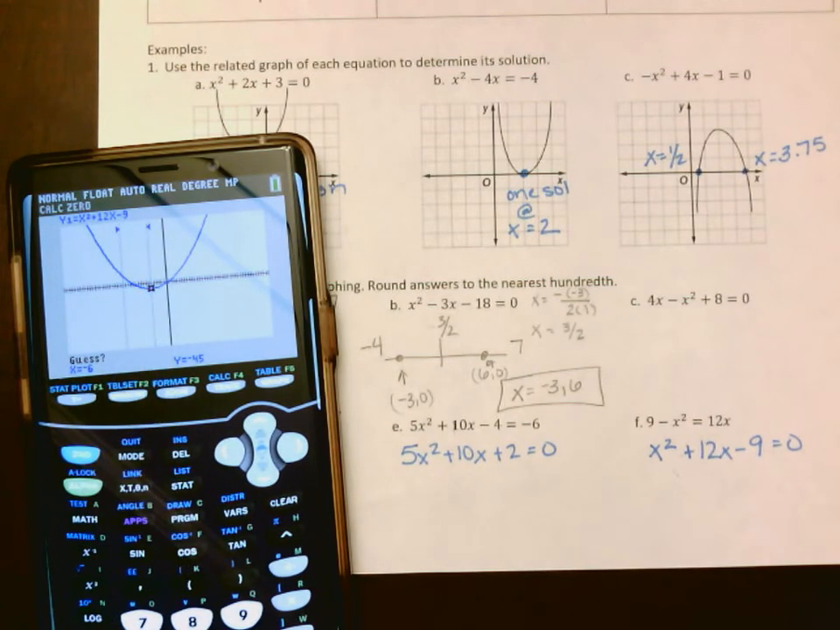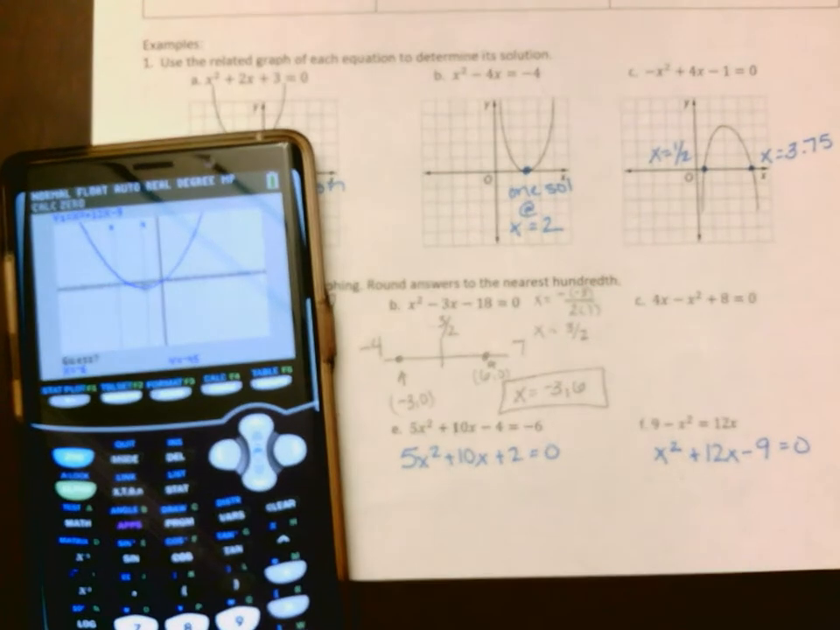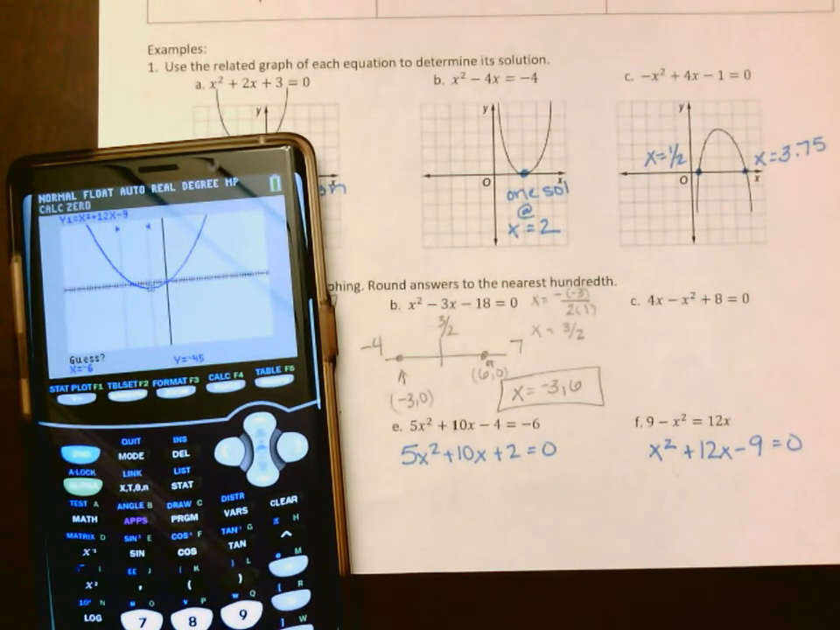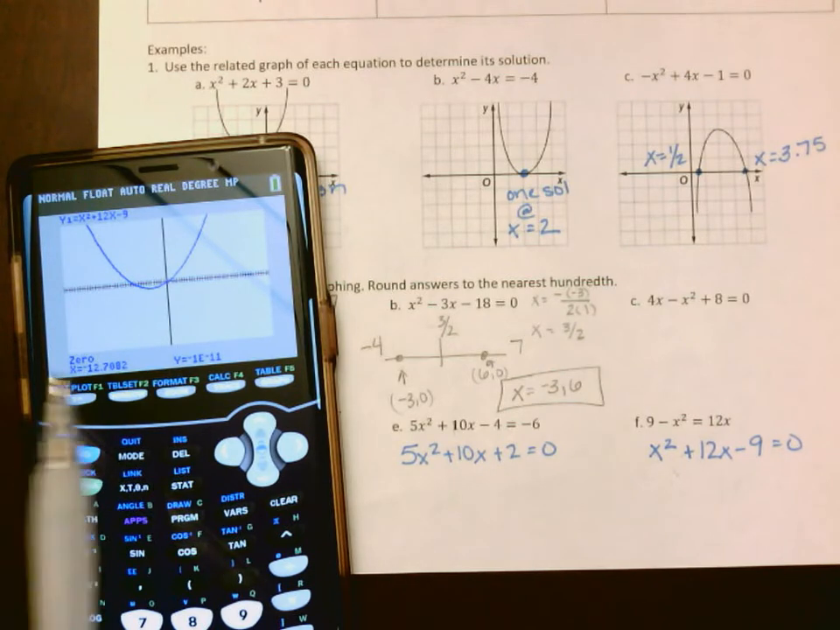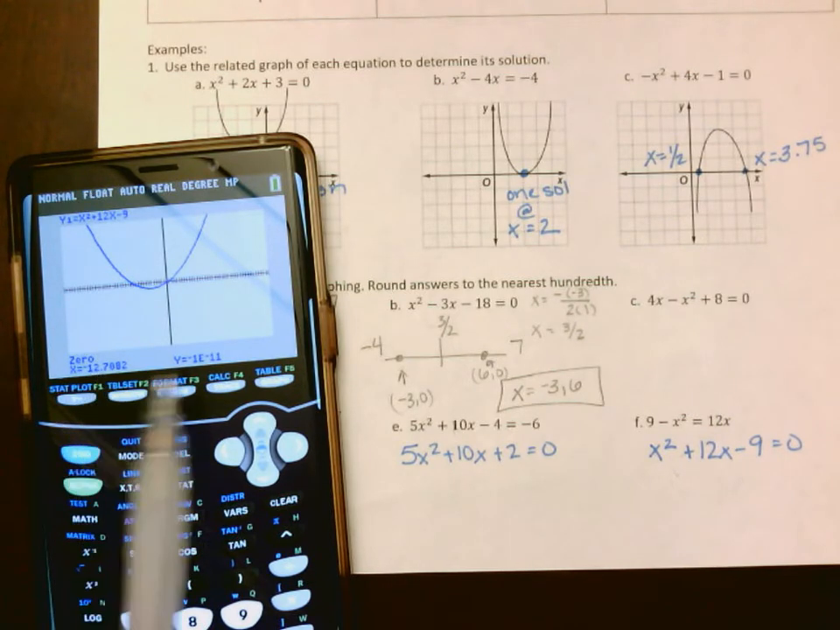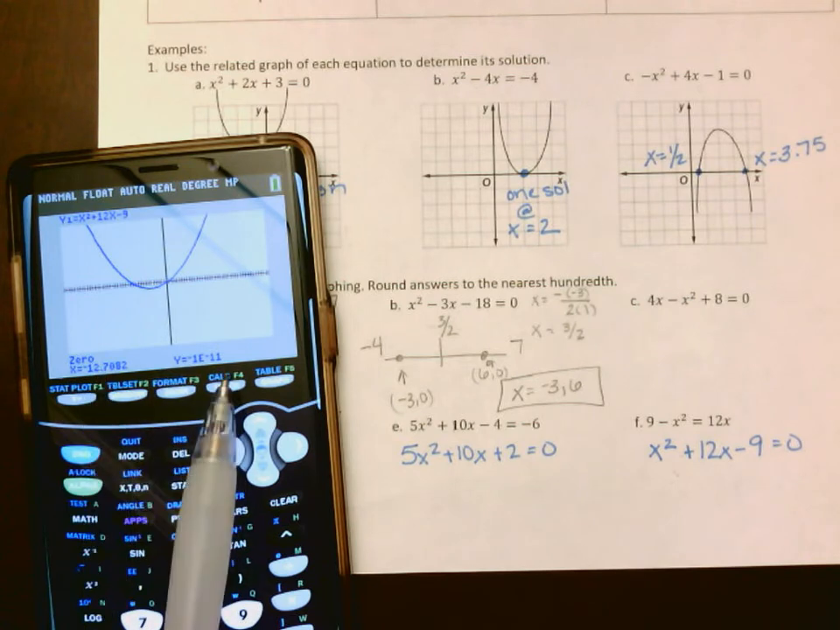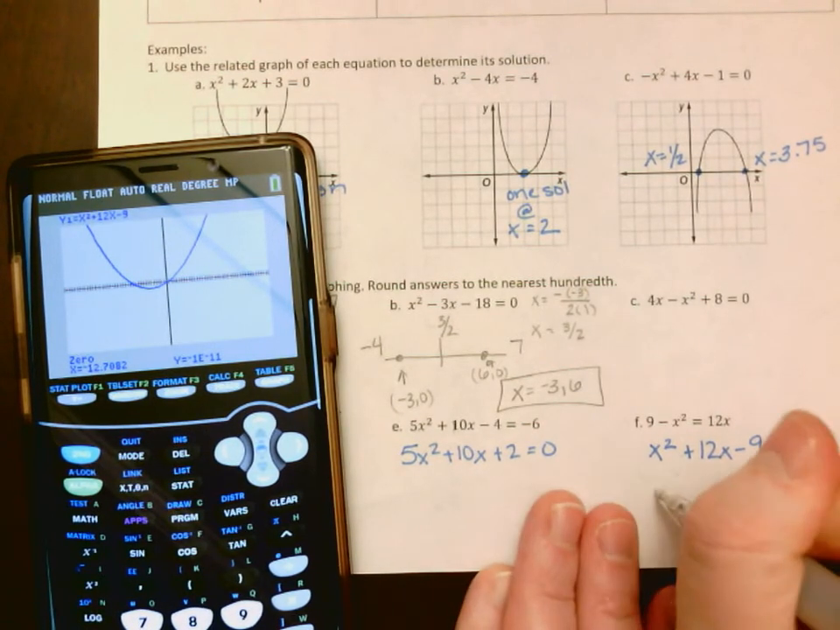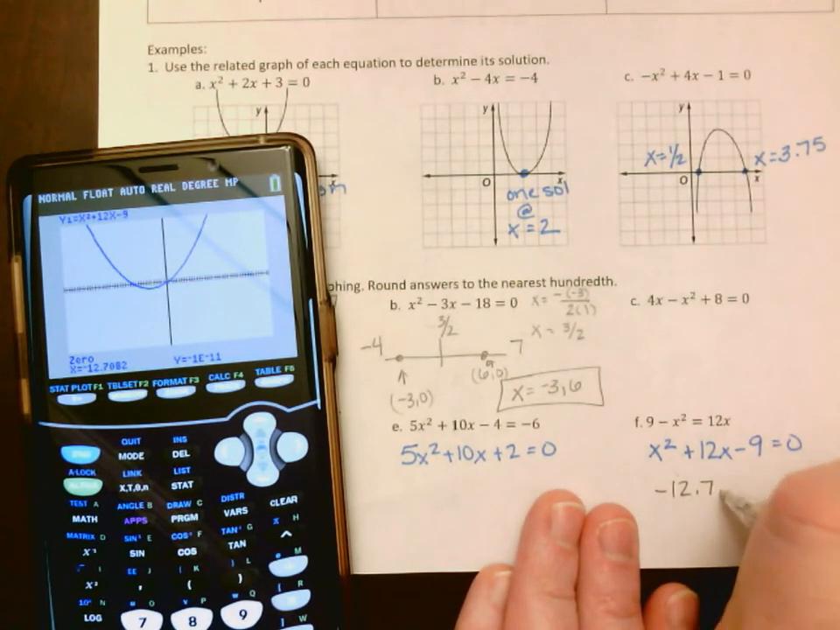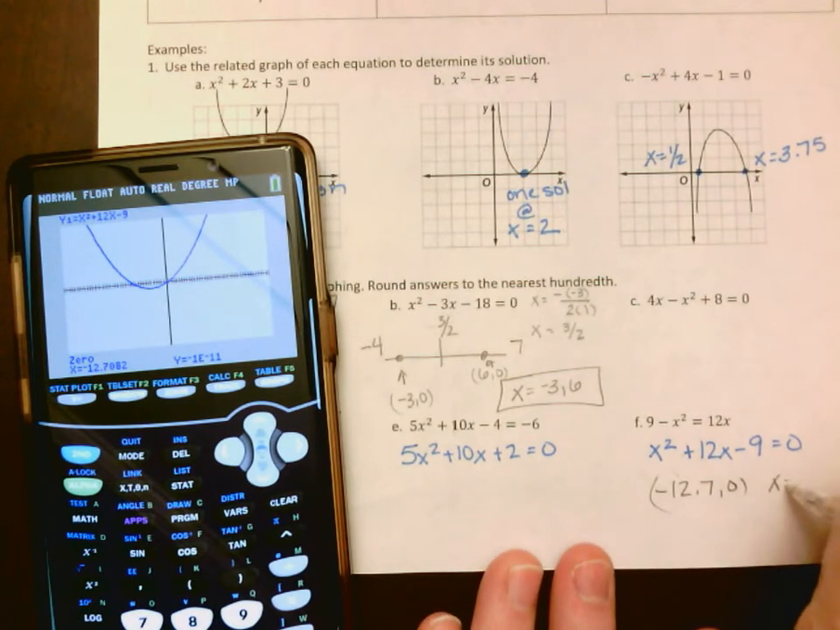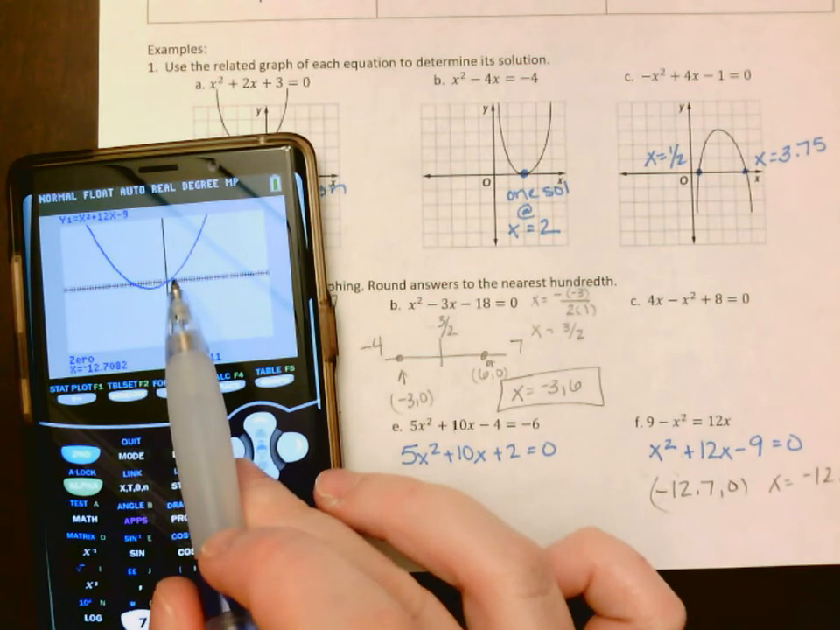My two arrows have my answer in between it. So I'll hit enter for guess. And it tells me that my answer is at negative 12.7, and this is, since I calculated out of 0, y is 0. So one of my answers is at negative 12.7, comma 0. So I know x equals negative 12.7. And I'm going to calculate out this other one over here.